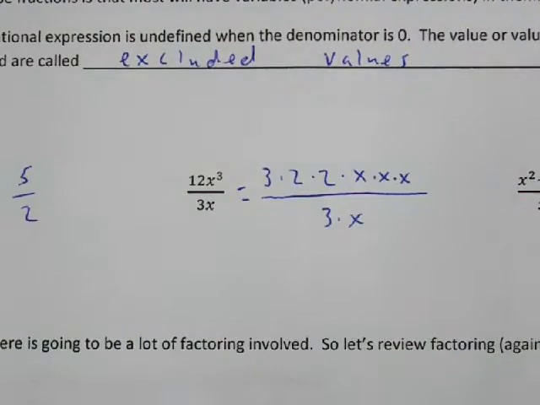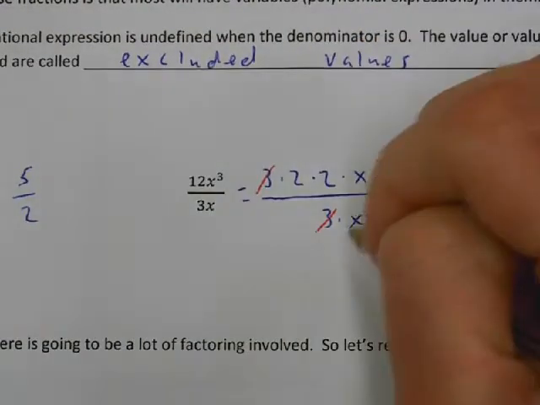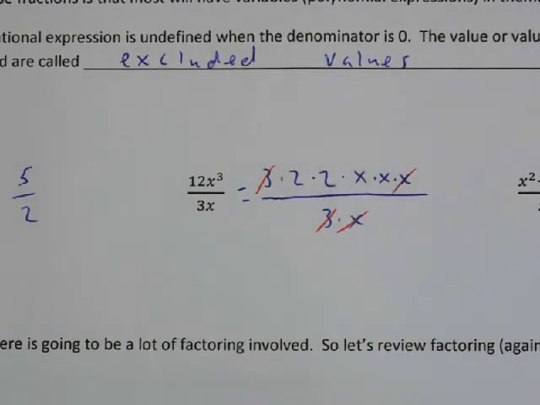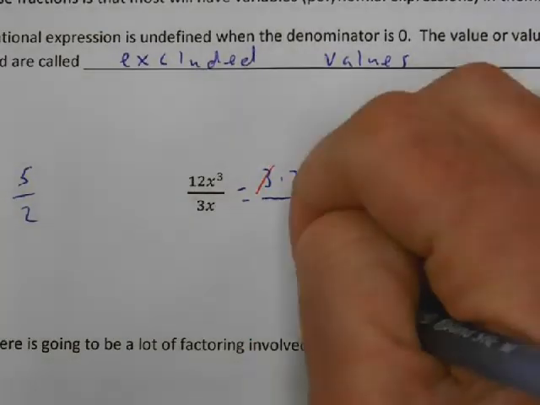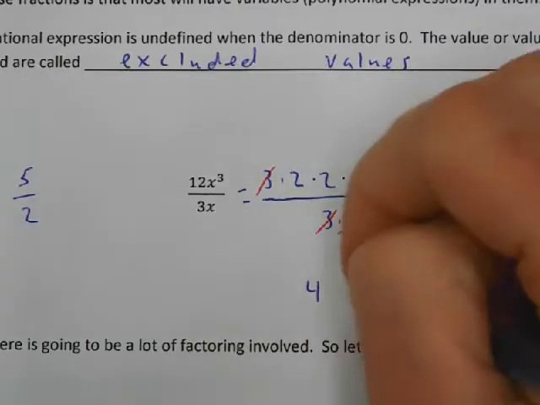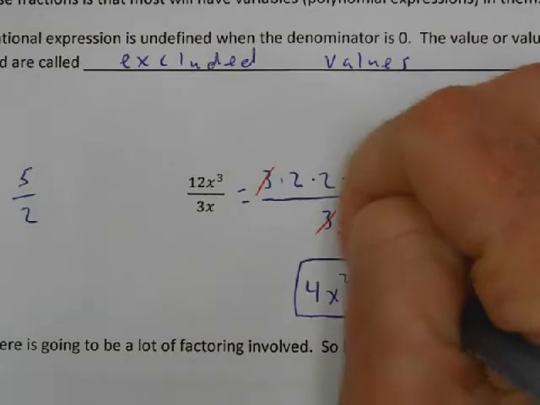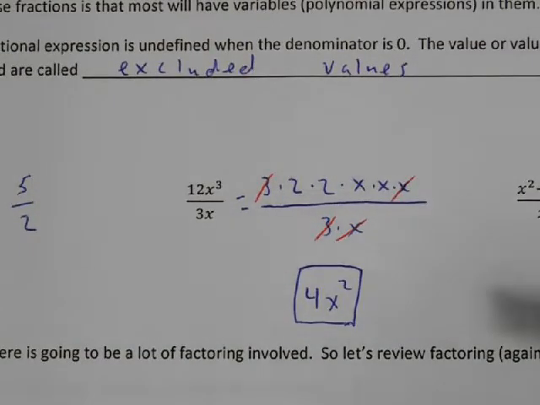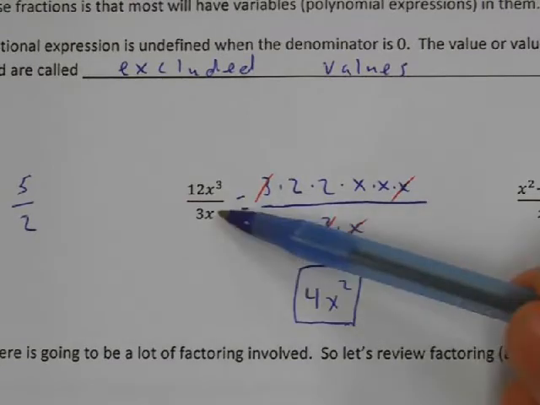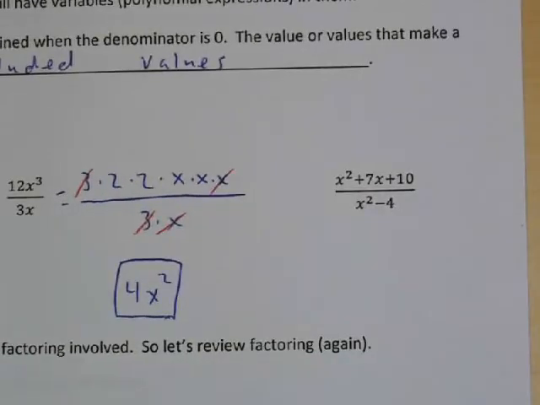And then let's see, what do we have in common on top and bottom? Well, those 3's reduce, so I can get rid of those. And then I can cross off this x and one of those x's. Okay? And then what are we left with? Whatever we're left with is our answer. Well, on top, I've got 2 times 2, which is 4, and x times x, which is x squared, over 1, which we don't need to write. That's our answer. It's just 4x squared. Okay? So again, different ways to do it. We don't always have to write it out completely like that if it's something like this, but hopefully that makes sense. Okay? Moving on to the last one.